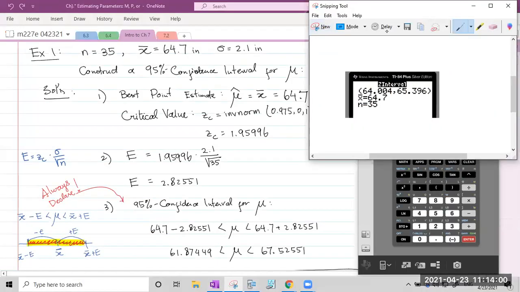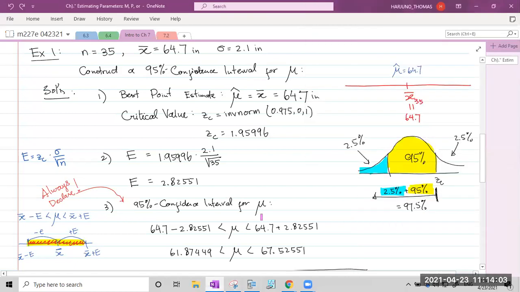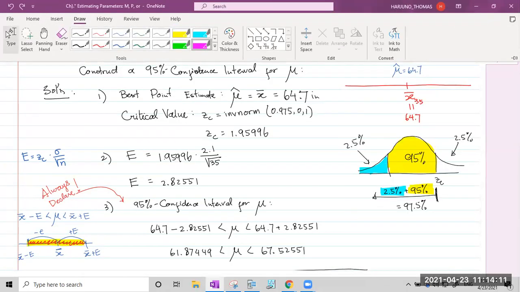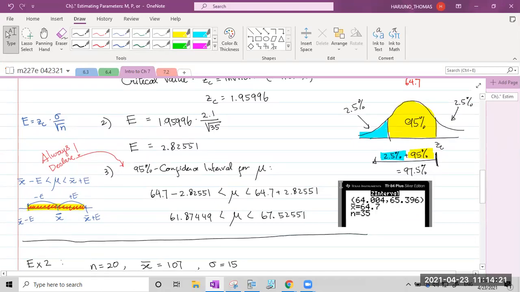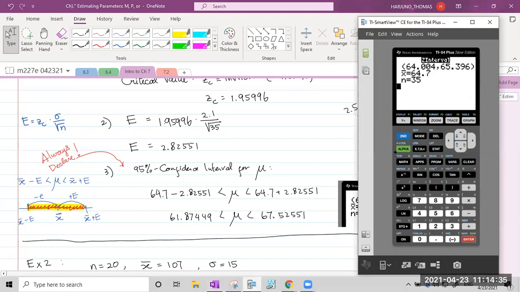Screenshot and put it there. Sorry, not this one. Let me put it here for us to compare. Huh? Why do I get different? Let me check my computation. Let me check my numbers again. Did I punch anything wrong?